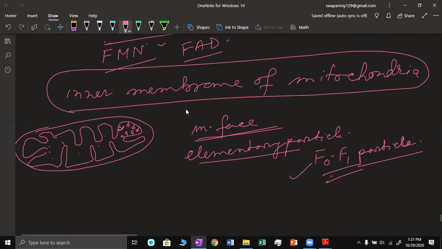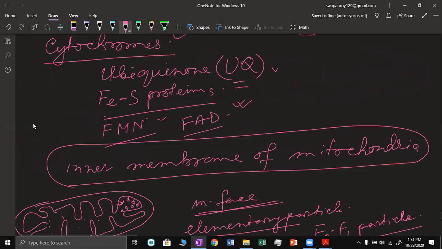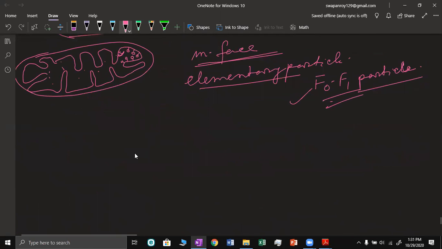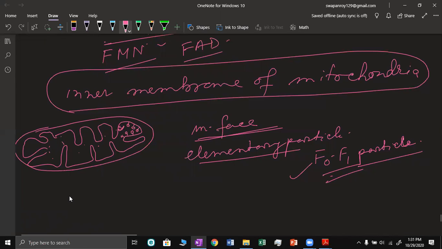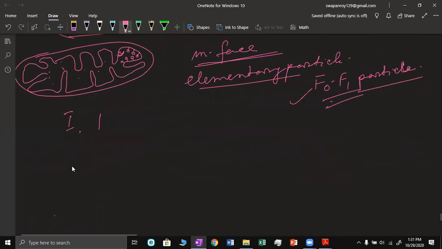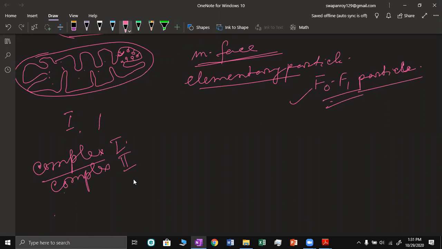Different carrier molecules are organized as units, and the first unit we call the complexes. So there are complex 1, complex 2, complex 3, complex 4, and complex 5.